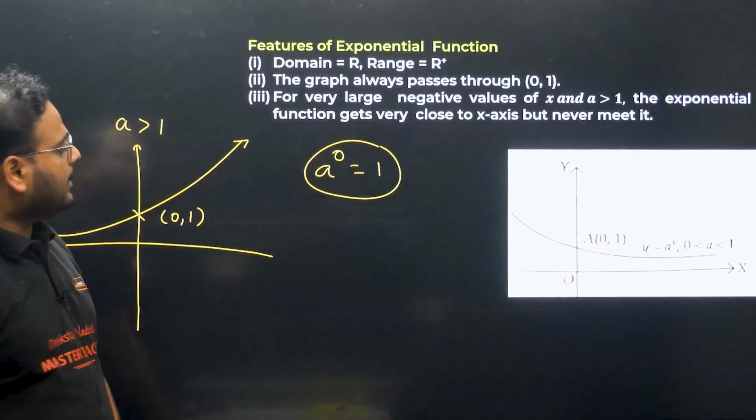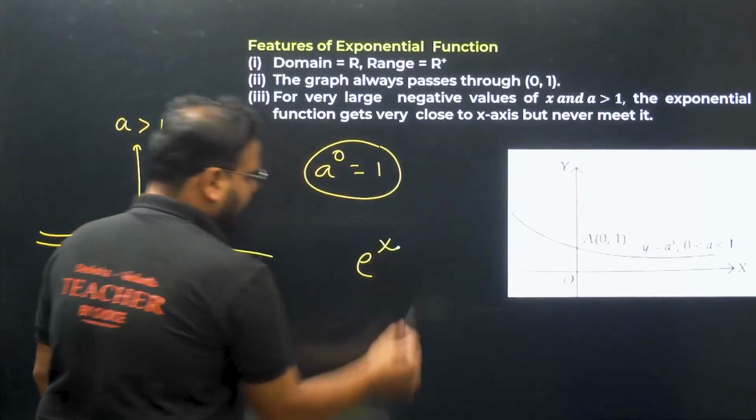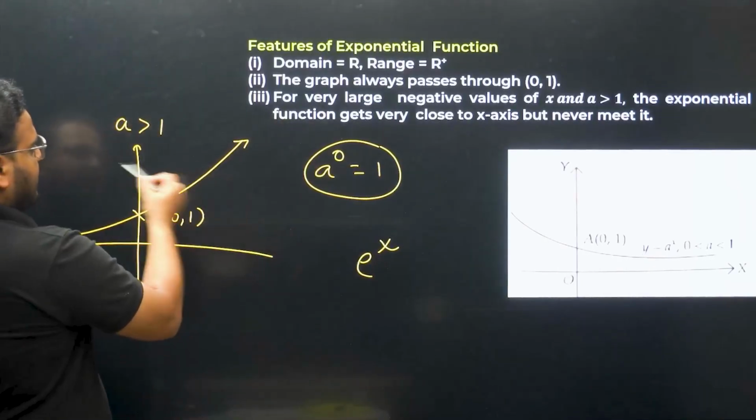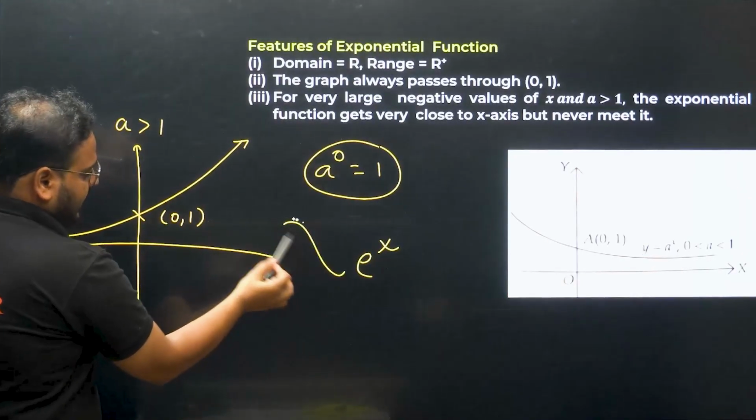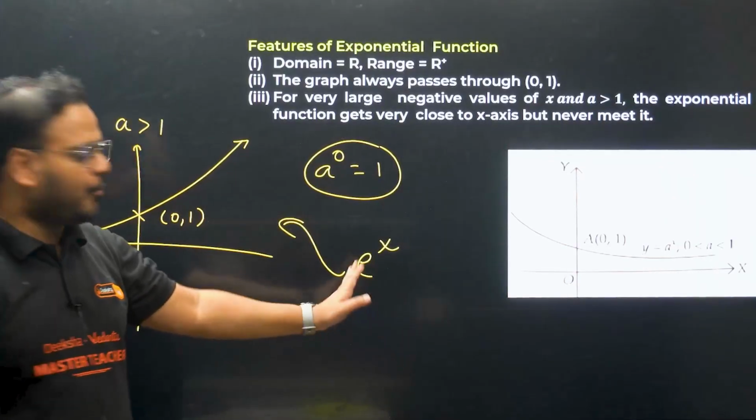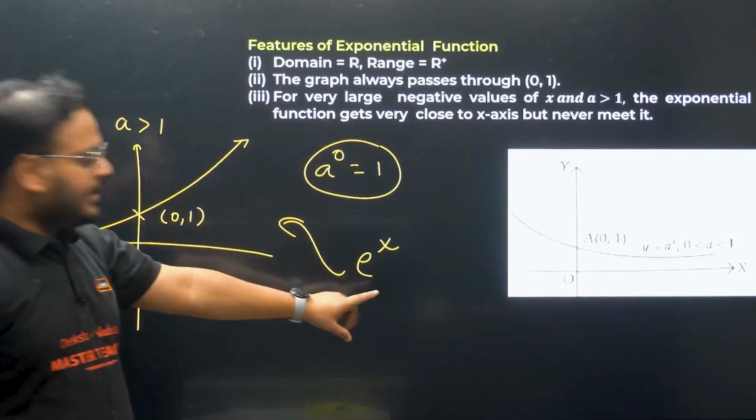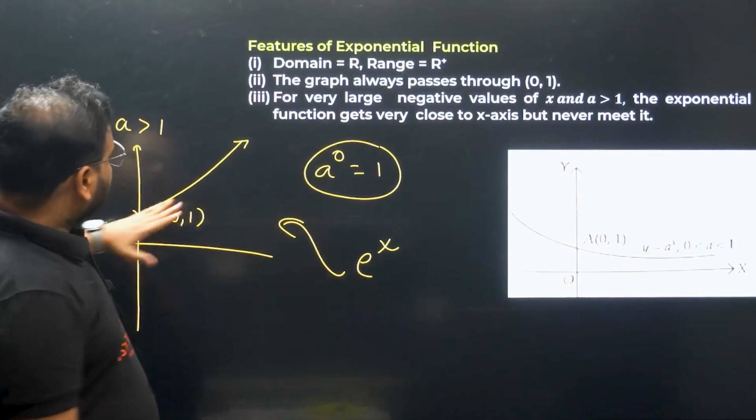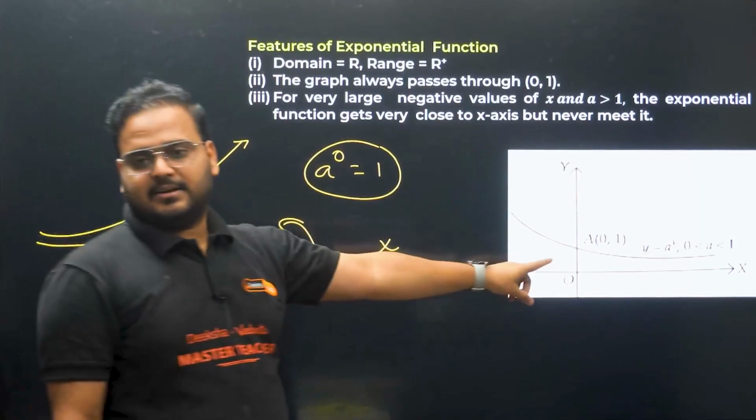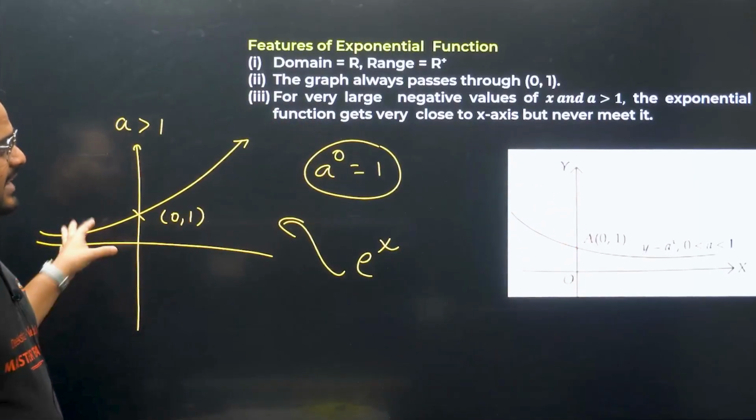Okay. One more thing. So what about the natural exponential function, e power x? You'll have the same kind of graph for e power x. The reason is very simple. The value of e is around 2.7 something, so it is more than 1. That base e is more than 1. That's why you get a graph of this kind, not this kind. e^x will not be a graph of this category, but of this category.